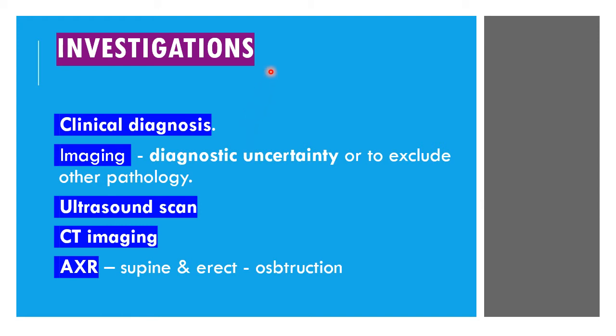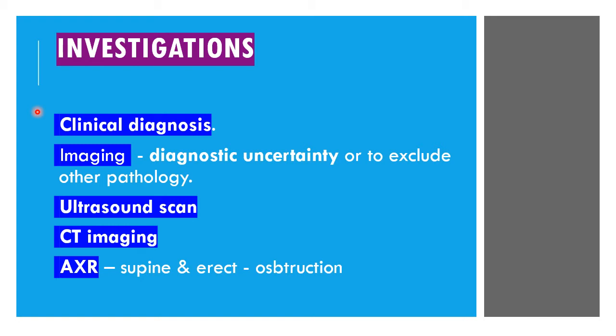Now, what are the investigations that should be done for patients with hernia? Diagnosis of hernia is basically a clinical one. Rarely do we need any other investigations to confirm the hernia. If at all, the imaging method that is used is ultrasound.